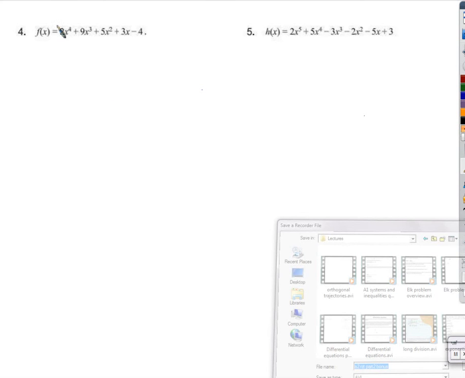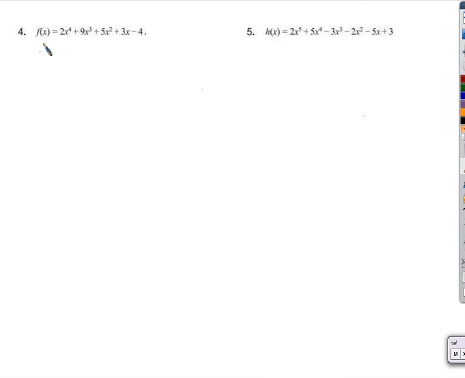Alright, here's a bonus homework help problem. Let's work this one out. First thing, the rational zero test theorem says that we will make a list of all the possible rational zeros by taking the factors of the constant over the factors of the leading coefficient.